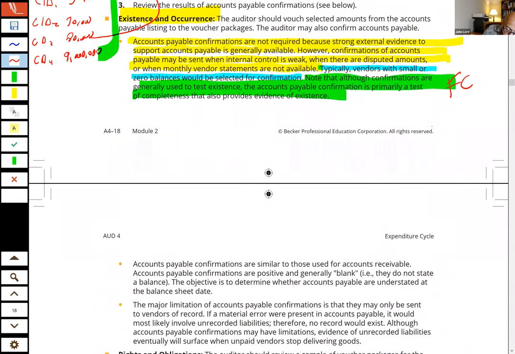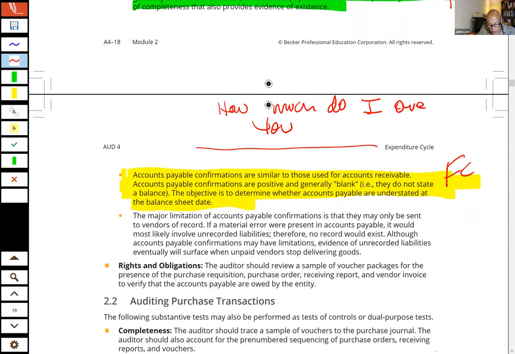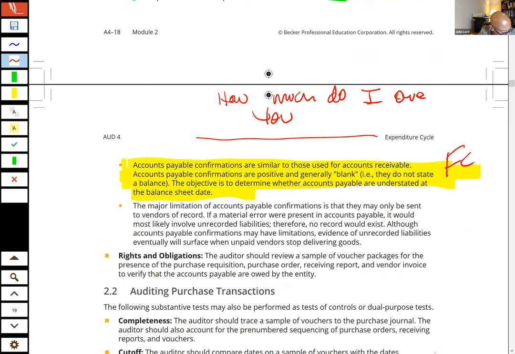And so when we confirm accounts payable, and we're not required to, but when we do, we will use blank positive. In other words, what do we send our client's vendor? We send them a letter saying, how much do I owe you? And you leave it blank. And when you do that, now if someone comes up to you and says, hey, don't I owe you some money? You're going to go, let me think about how much it is, right? So the vendor's probably going to do a very exhaustive search through the records because they don't want to send back saying no, you don't owe me anything, or underestimate it. Then it's going to be hard to collect everything that you actually owe them, right? Okay. So you should use blank positive, which is another indication that we're really worried about the completeness assertion when we send out those confirmations.